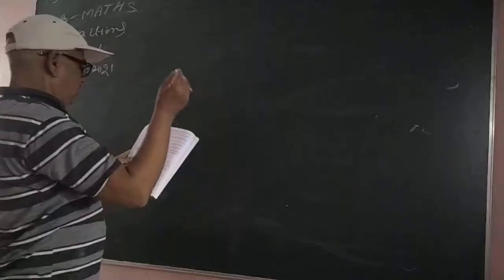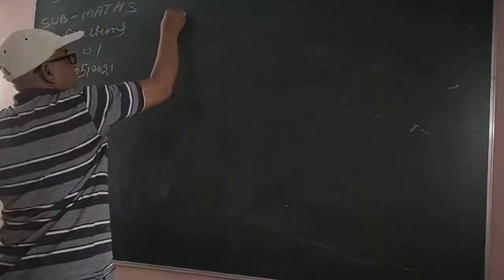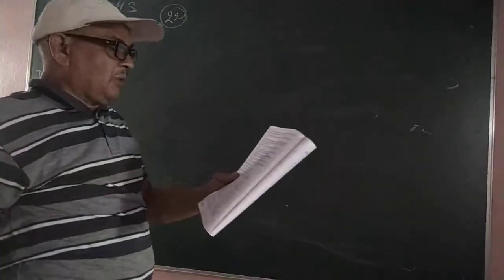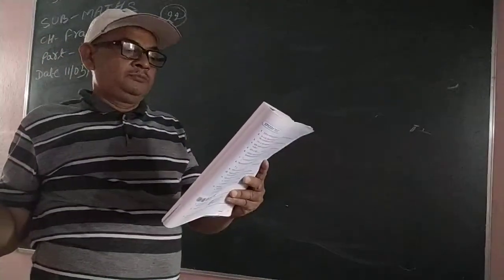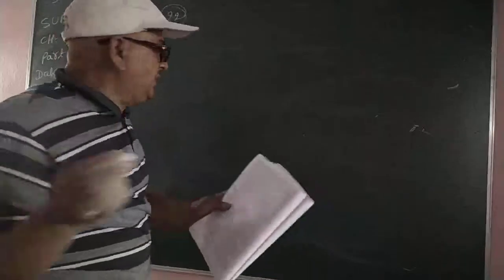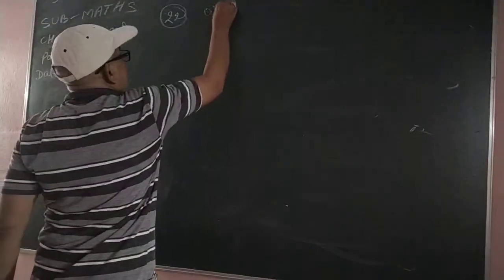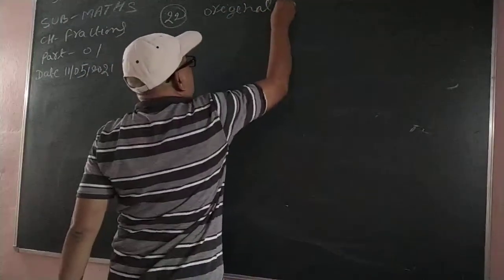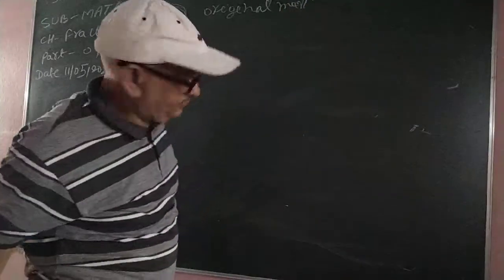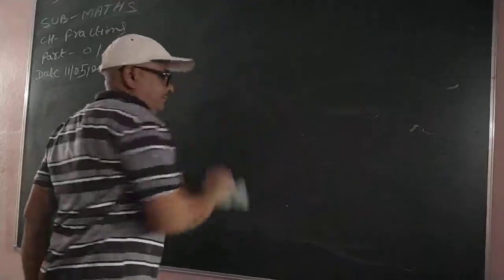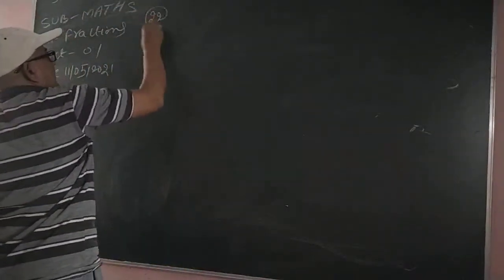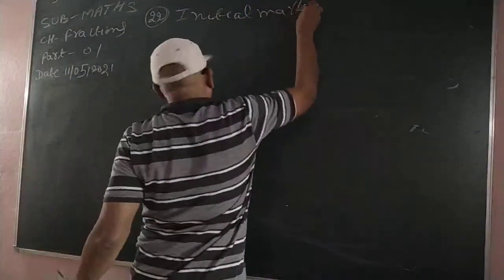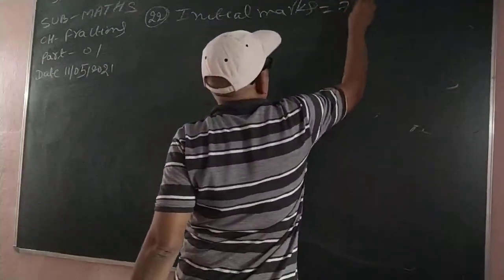See this one, question number 22. Actually, the marks of a boy were recorded 756 instead of 765. So what are the initial original marks? The initial marks are equal to 765.